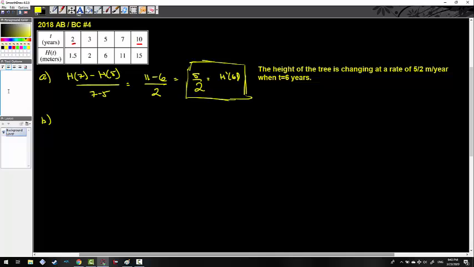I am going to apply mean value theorem on this problem, though. It's just not going to be at those numbers that I was expecting. But before I do that, I'm going to say h is twice differentiable.